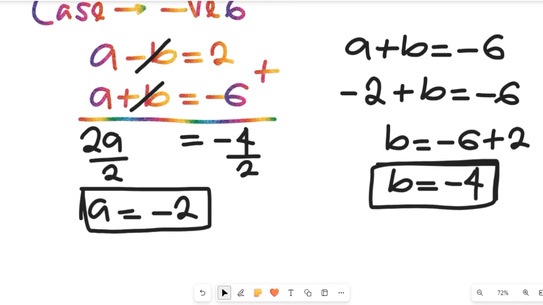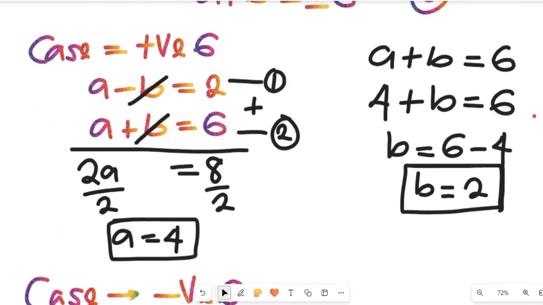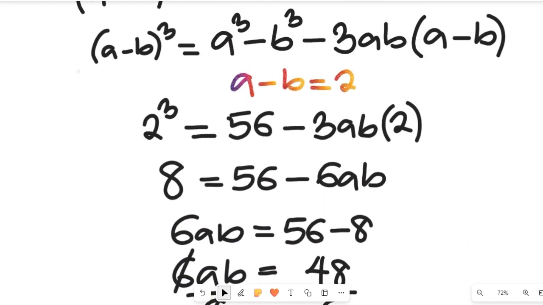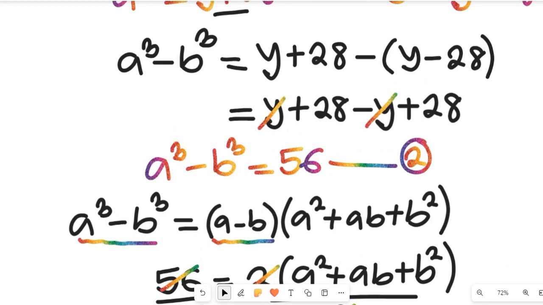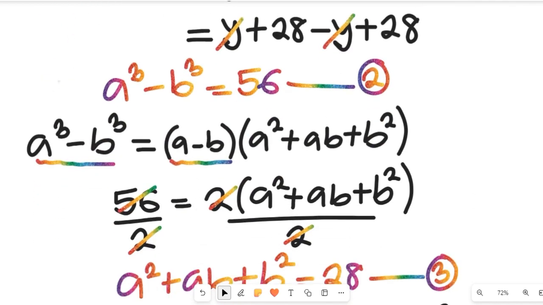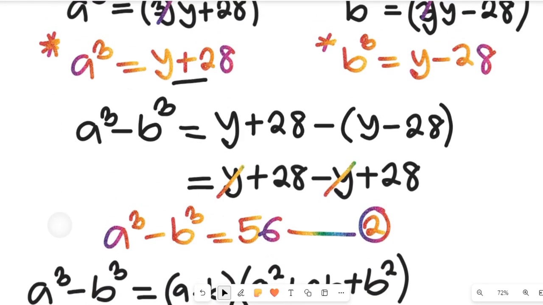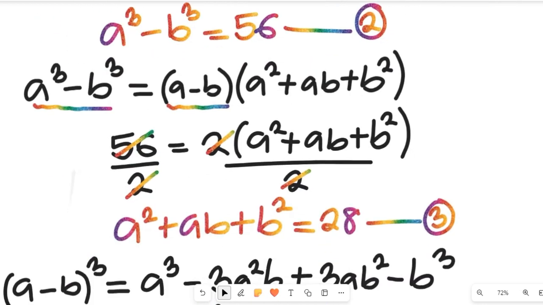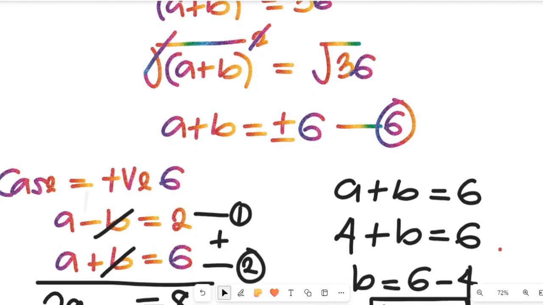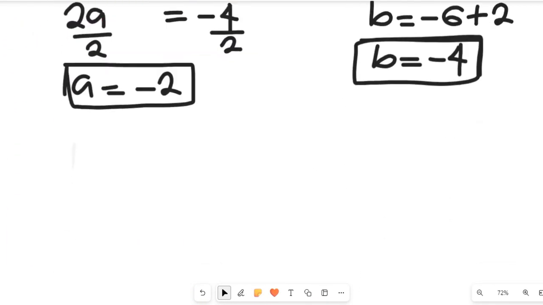Now let's consider the value of y. In all these, we are asked to solve for the value of y. To solve for y, recall the two important expressions we were asked to save earlier: a to the power of 3 is equal to y plus 28, and b to the power of 3 is equal to y minus 28. So we are going to consider the first one, a to the power of 3 equal to y plus 28.